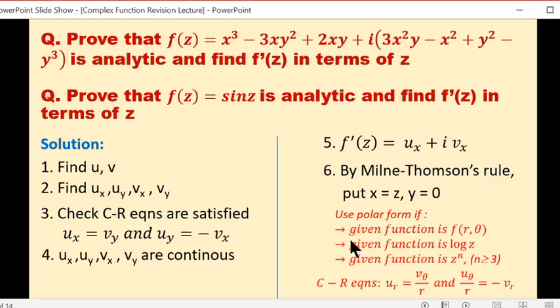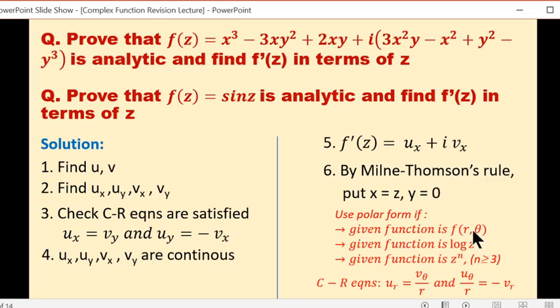We use polar form if the given function is in terms of r and theta, or if the given function is log z. This particular example we have seen. Given function is z raised to n. You can use for any z raised to n, but preferably n greater than or equal to 3 के लिए actually आप solution के procedure में convenience देख सकते हैं. Okay. So in these three cases we will use polar form.